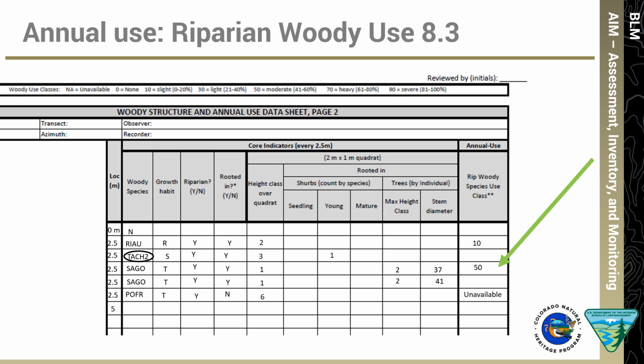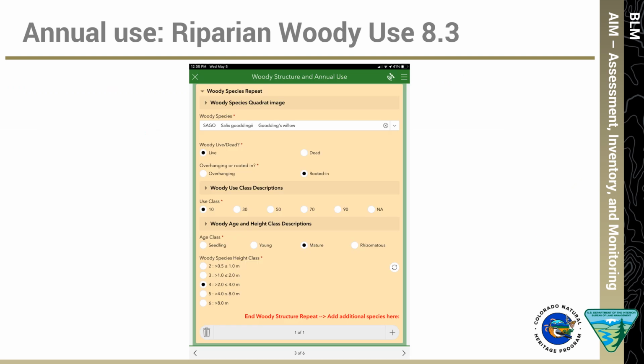You can see the riparian woody use class data are recorded on the far right cell for each riparian woody species. In this case, the Tamarix chinensis, Tatch 2, is dead, the name has been circled, so we don't record use for it. And the last individual, Populus fremontii, pofer, has leaders above 1.5 meters and is not available. Here is an example of what the electronic data form in Survey123 looks like for riparian woody species use, showing a sago with a use class of 10 or slight.